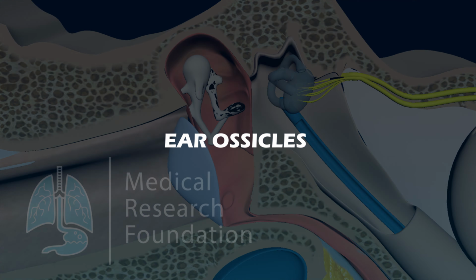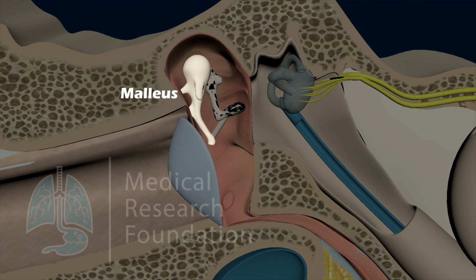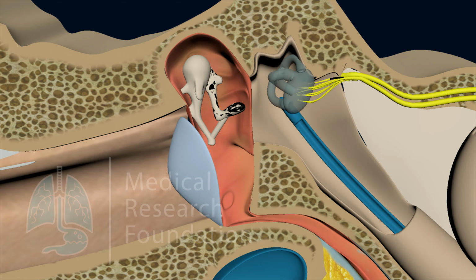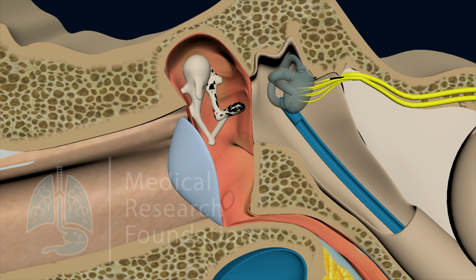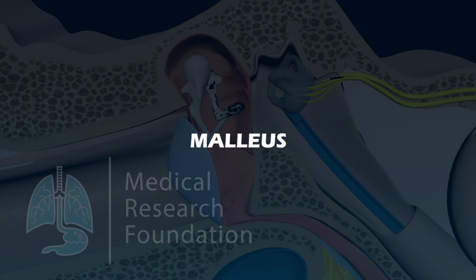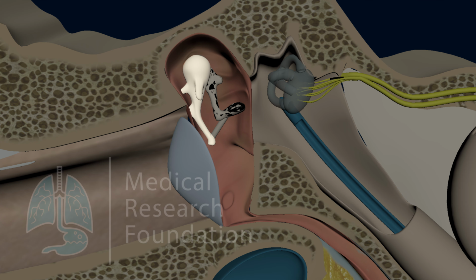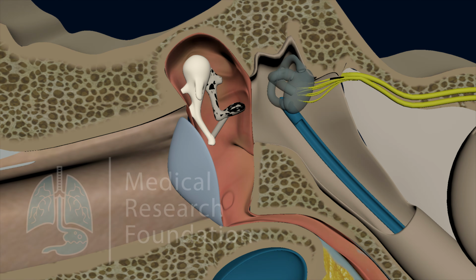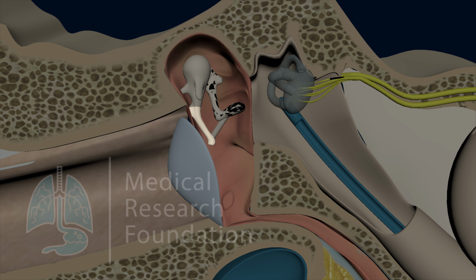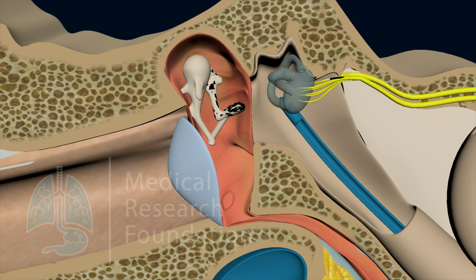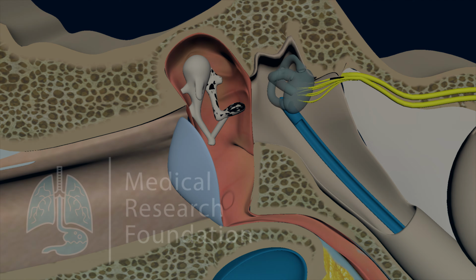Ear ossicles. The 3 ear ossicles, Malleus, Incus, and Stapes, within the middle ear, are connected by synovial joints and form a bony chain that extends across the tympanic cavity from the tympanic membrane to the oval window. Malleus. It resembles a hammer and is therefore known as Malleus. It has a head, neck, handle, manubrium, a lateral process, and an anterior process.